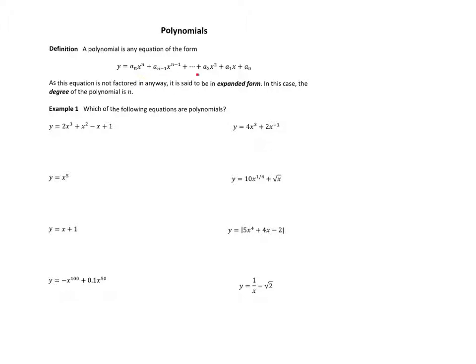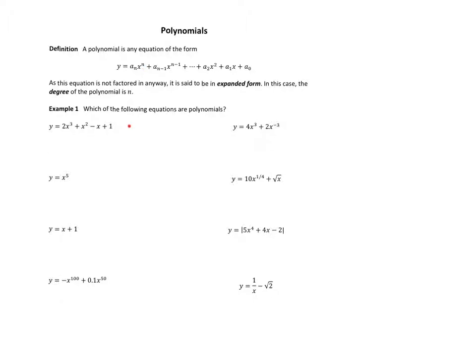Second thing is, in this equation, nothing is factored. There are no parentheses anywhere, so I'm going to call that expanded form, to mean that this whole thing is multiplied out. And when this happens, we're going to call the degree of a polynomial this largest exponent n.